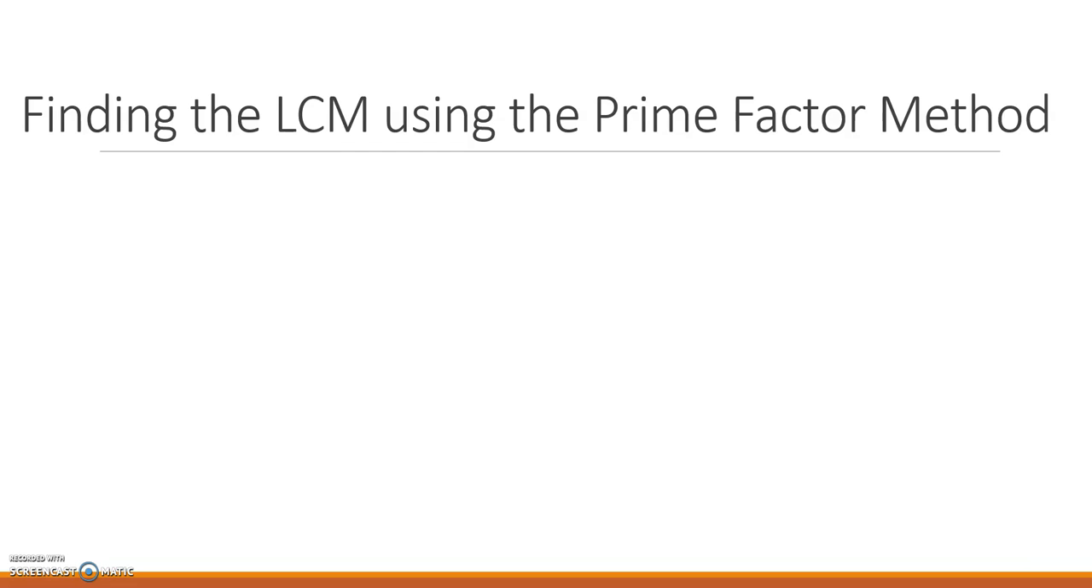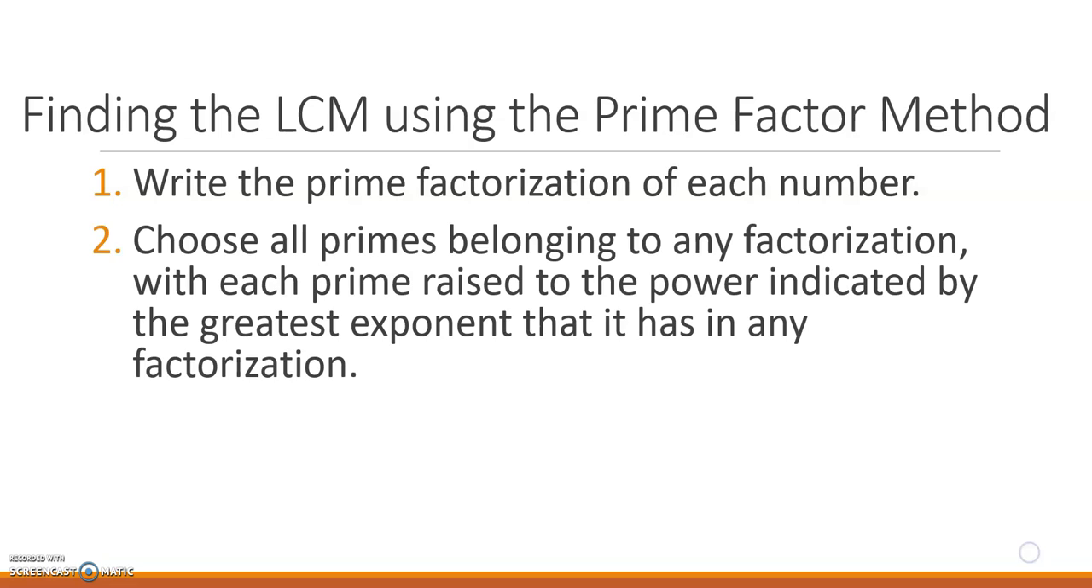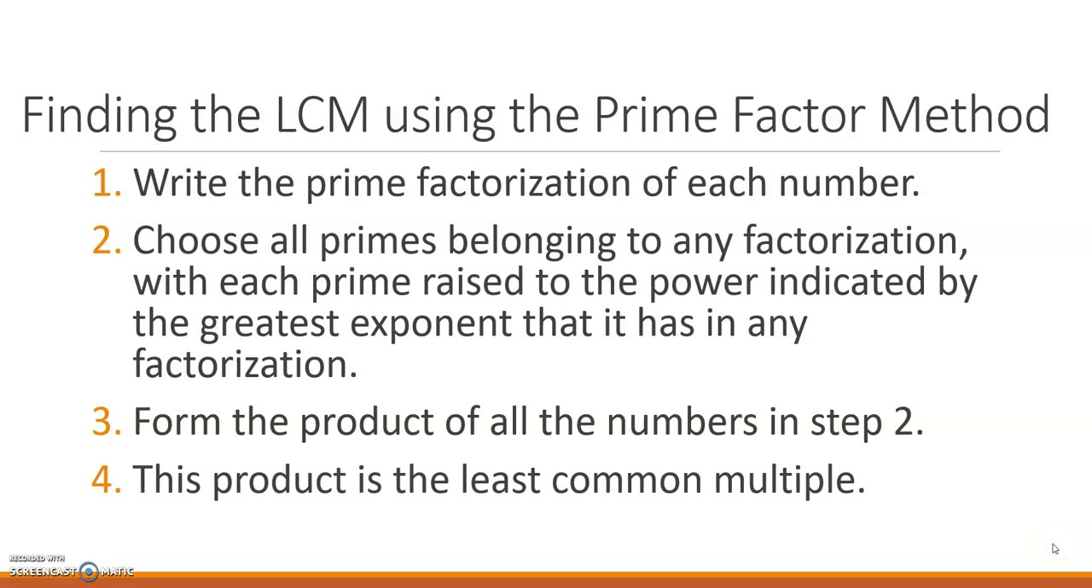Finding the least common multiple using the prime factor method. Write the prime factorization of each number. Choose all primes belonging to any factorization, with each prime raised to the power indicated by the greatest exponent that it has in any factorization. Form the product of all the numbers in step 2. This product is the least common multiple. Remember, the least common multiple is going to be larger than the numbers we're starting with.